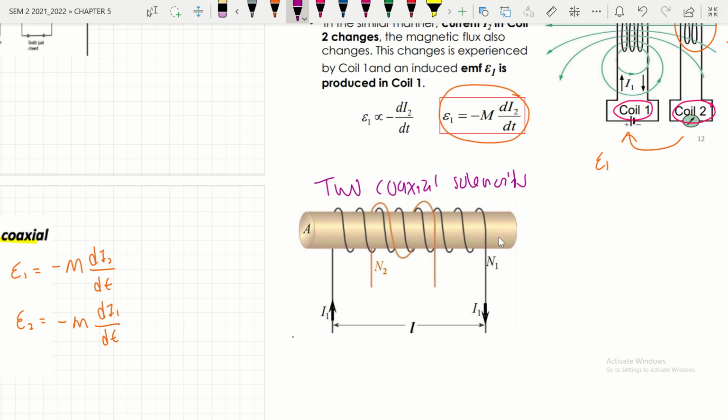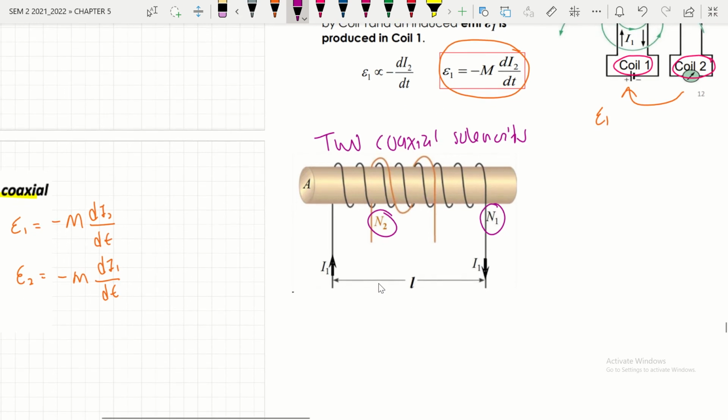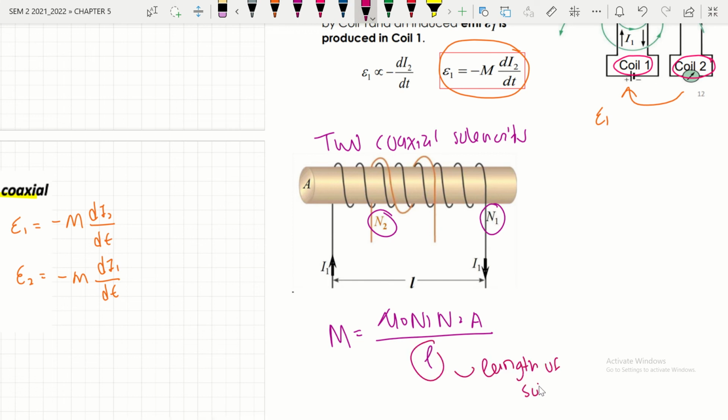For example, the black color coil is the first coil and the orange color coil is the second coil. So we will have the number of turns for coil 1 and the number of turns for coil 2. For two coaxial solenoids, the formula will be M equals mu naught N1 N2 times the area divided by the length. And this is the length of the solenoid.